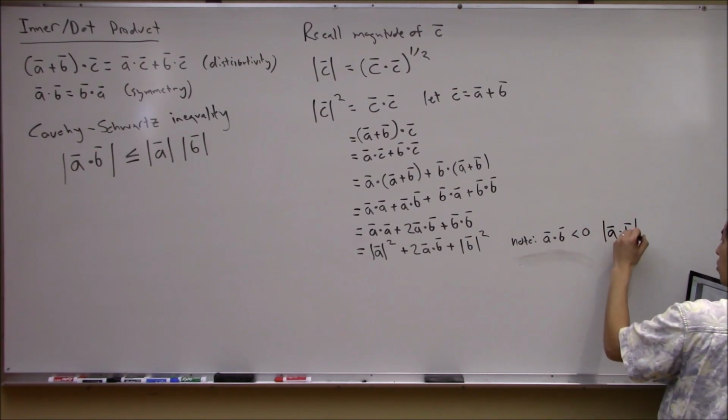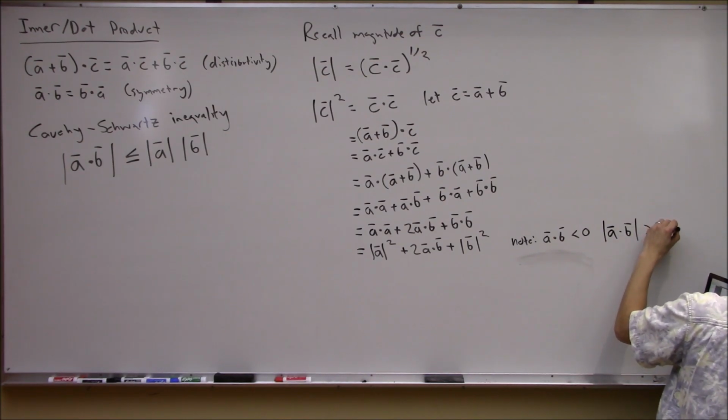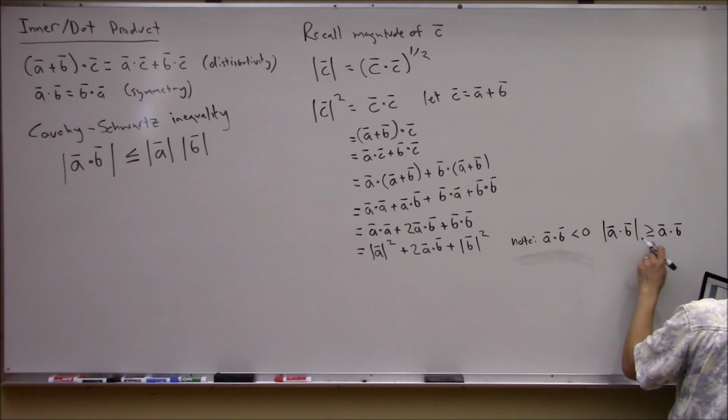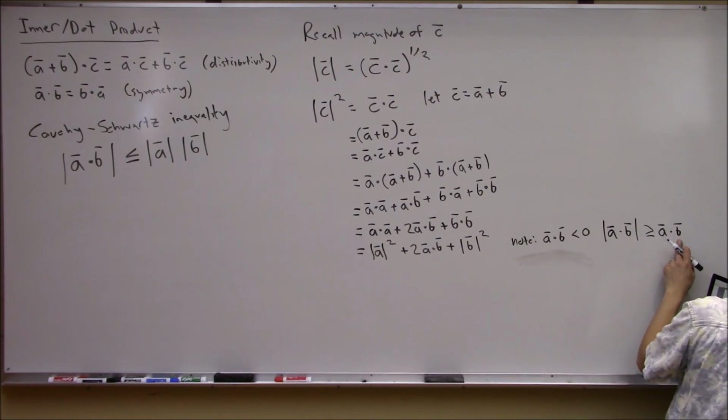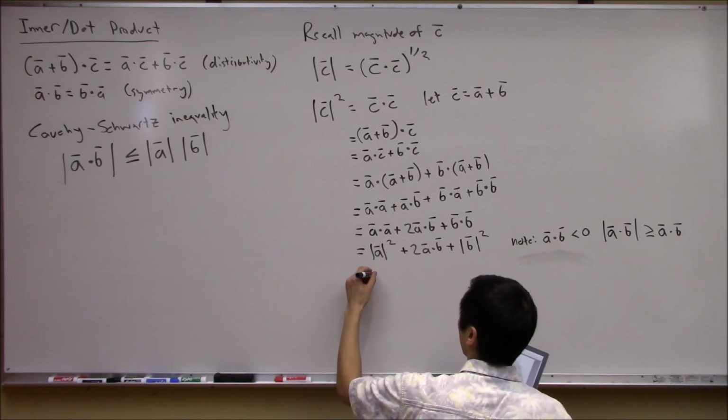So if I take its magnitude, this has to be greater than or equal to itself. Would you agree? The magnitude of A dotted with B is greater than or equal to A dotted with B, right? Okay, so what I can do is replace this with a norm operator. In other words, let me write this again.